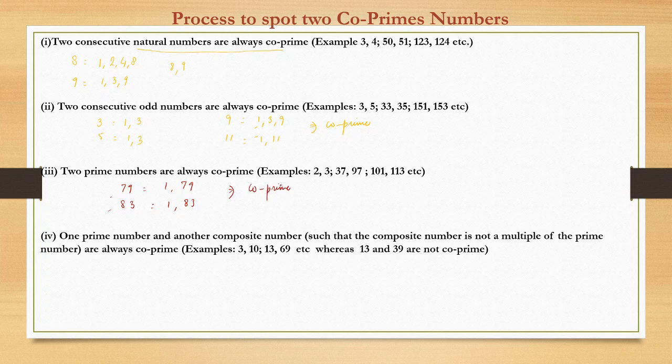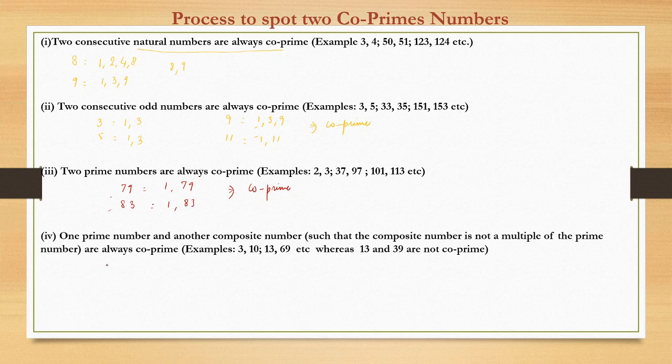And we know, by the basic concept that the HCF of any two prime numbers is always 1, therefore those will be co-prime. Now one prime number and another composite number are always co-prime, except when that composite number is a multiple of the prime number itself.